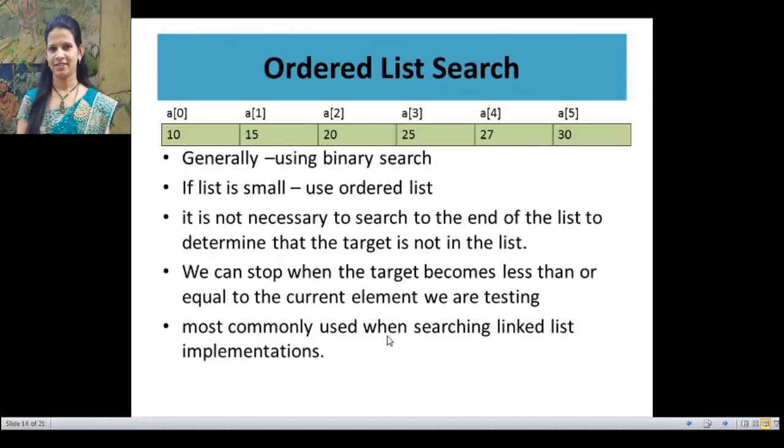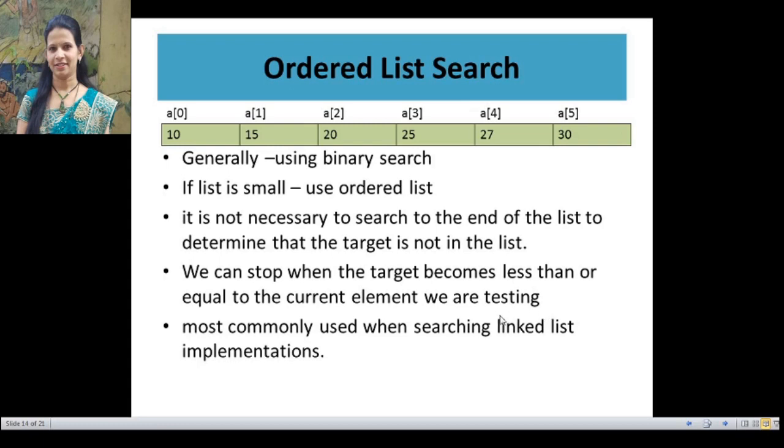Our last one type is ordered list search. When list is ordered, at that time we are using the binary search most probably. But we can use this linear search for the ordered list. Okay. If list is small, we are using this ordered list search. Okay. Here, it is not necessary to search to the end of the list to determine that target is within a list or not. Okay, we can stop when the target becomes less than or equals to the current element.